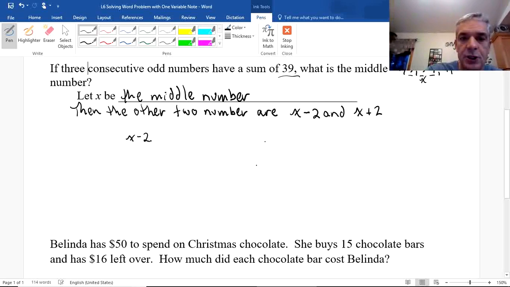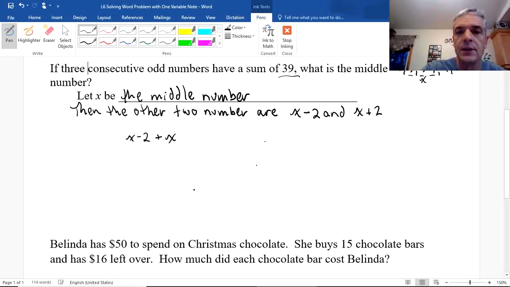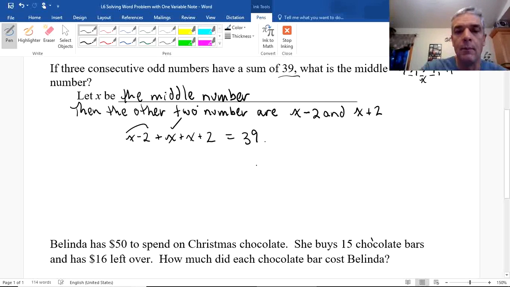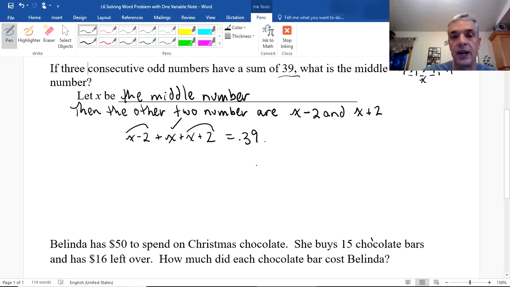To do that, we create this equation, and this is the hardest part. We say x minus 2, that's the smallest number, plus the middle number x, and then x plus 2, and we add those all up and we get 39. So remember, smallest number, our middle number which we're looking for, and our bigger number, which is 2 above it. We add them all up and it equals 39. Now we've created this equation, it's just a matter of solving it.